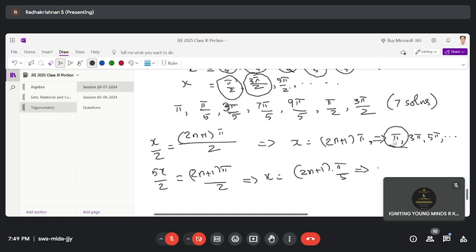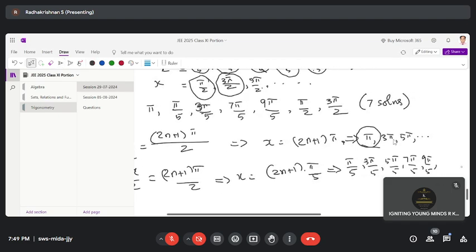(2n plus 1) times pi by 5. Yes, correct. That means pi by 5, 3 pi by 5, 5 pi by 5, 7 pi by 5, 9 pi by 5. After that, it is going to be 11 pi by 5, which will be more than 2 pi. Oh, the 7 and 9 will come.